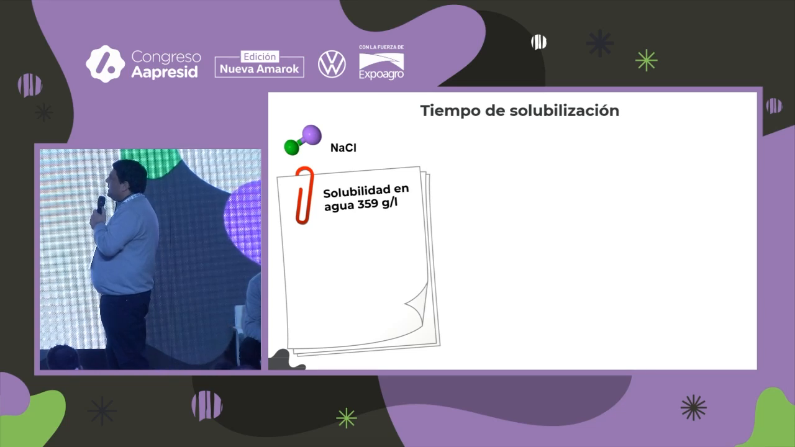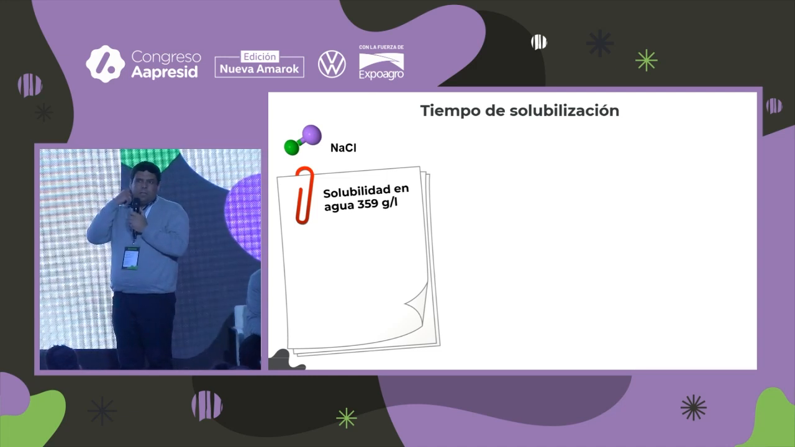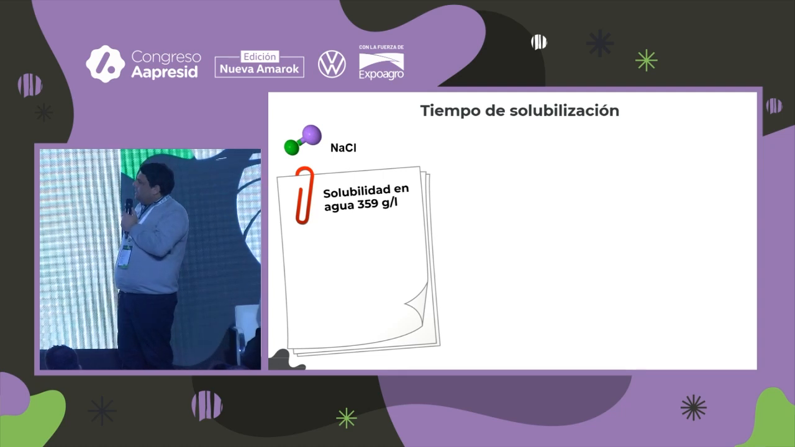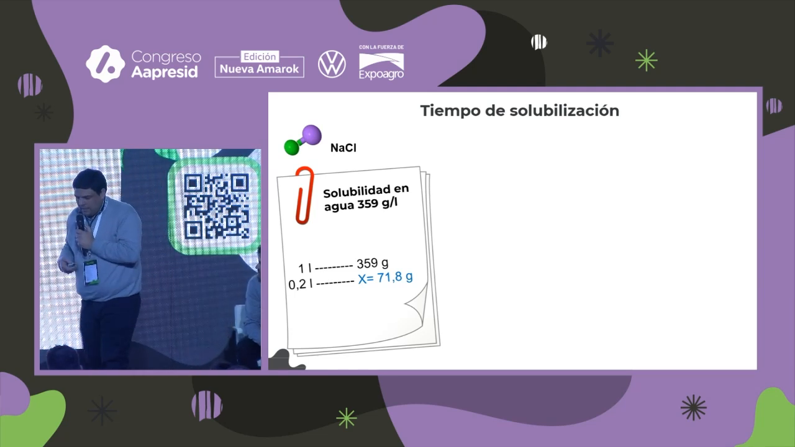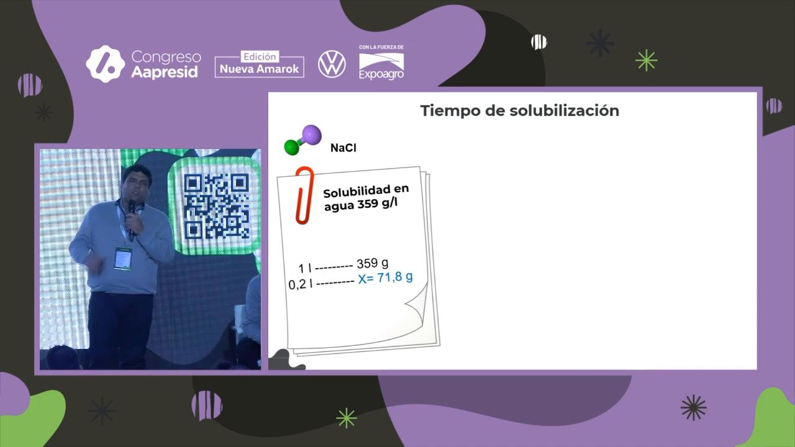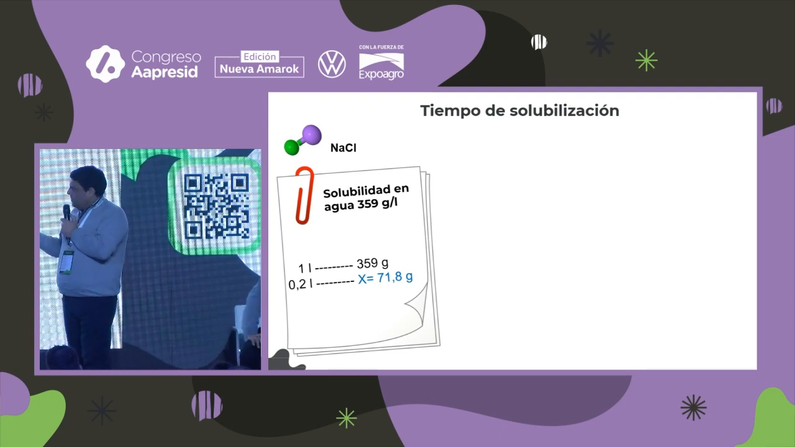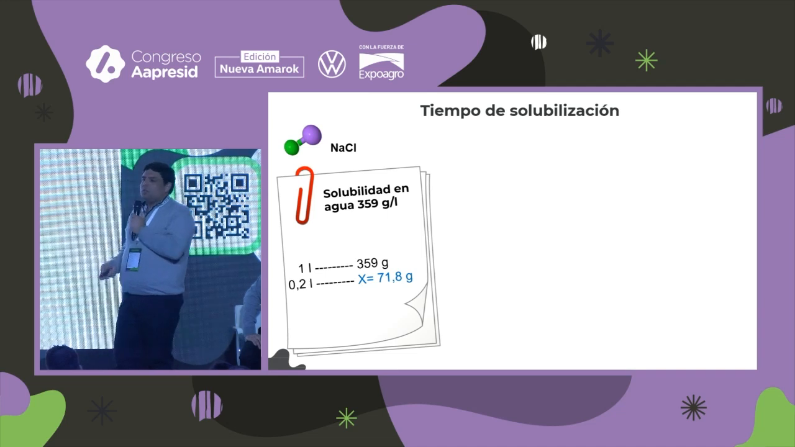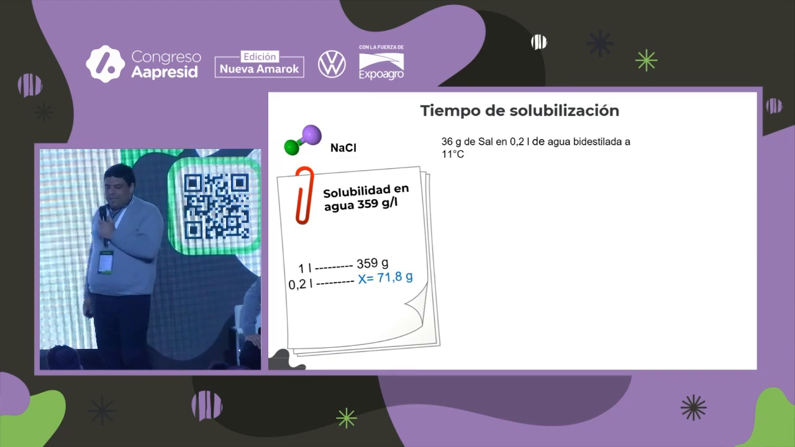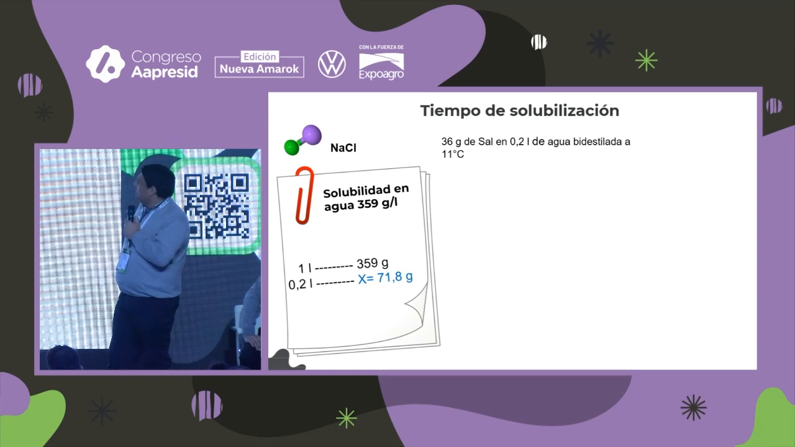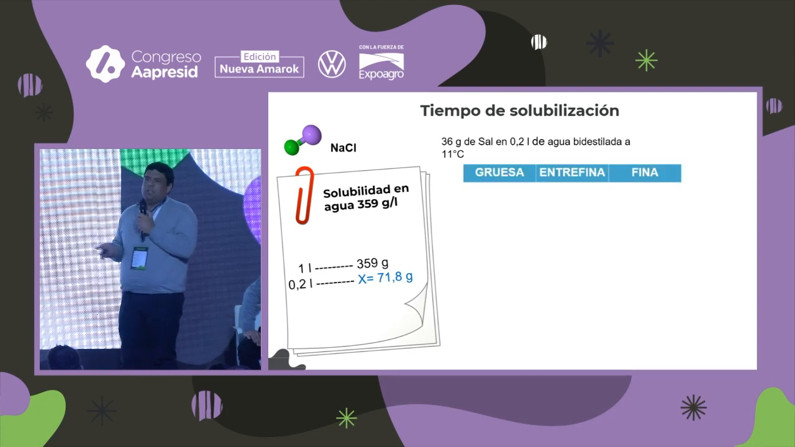Sodium chloride, which is table salt. The solubility is 359 grams per liter at given conditions. I took the effort of making this simple proportion, 200 milliliters of water. How much can I dissolve in that water? 71.8 grams of solubilization. I take 50% to leave a margin, and I weigh 36 grams of salt. Dissolve it in 200 ml of distilled water at 11 degrees Celsius.